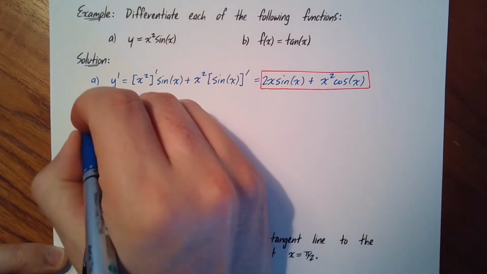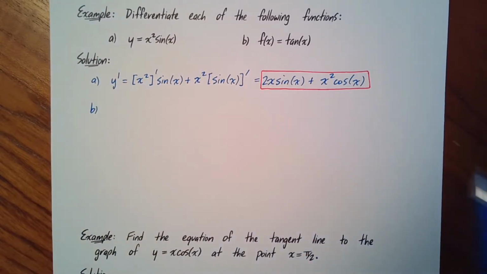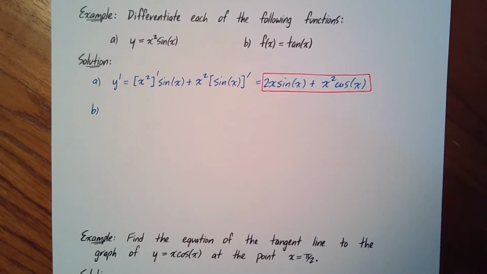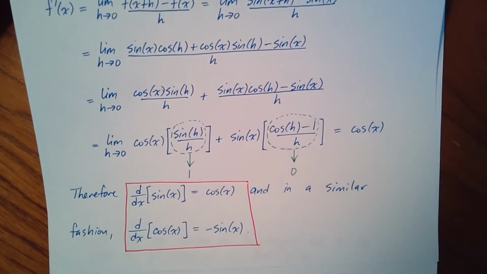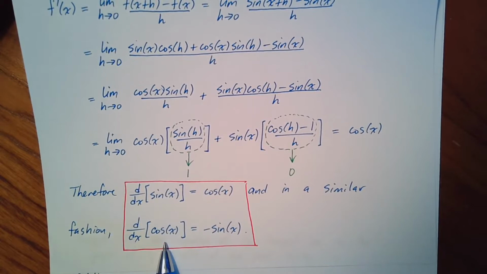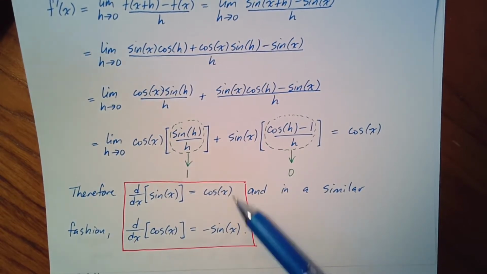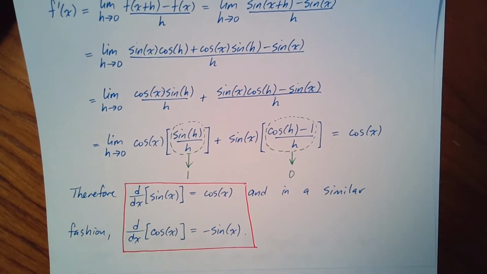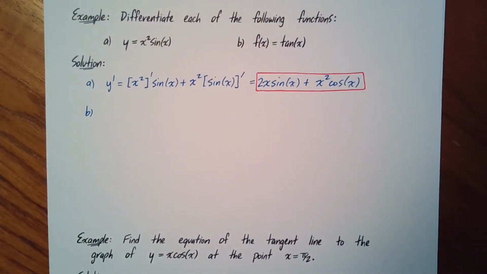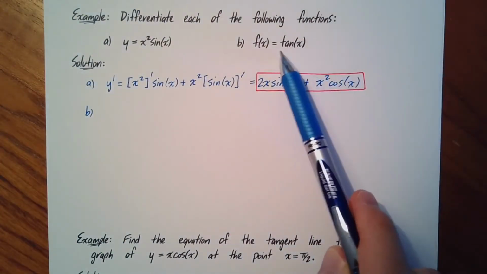For part B, well, what do we got here? We got f of x is equal to tan of x. And you might say, well, we didn't come up with a rule for the derivative of tan of x, so how are you going to do this one? All we have is a derivative of sine of x and a derivative of cosine of x. And we got these two answers. Derivative of sine is cosine, and derivative of cosine is negative sine. So how are we going to evaluate the derivative of tan of x?